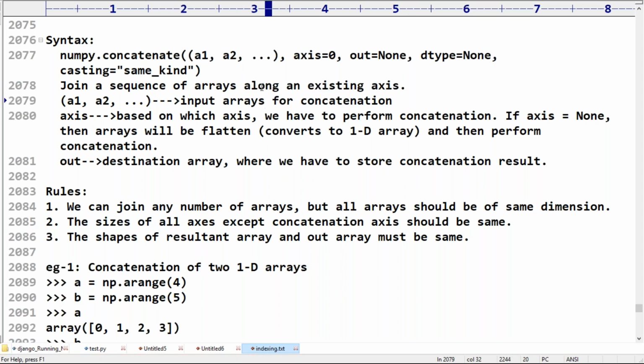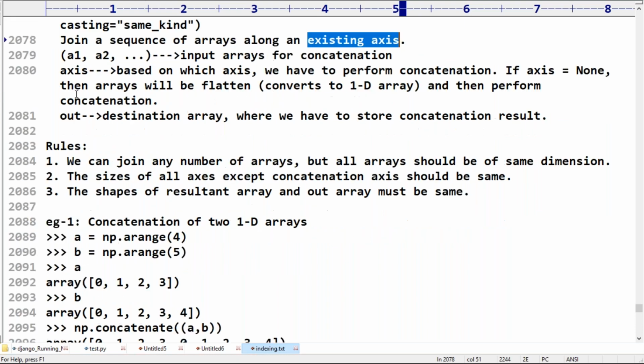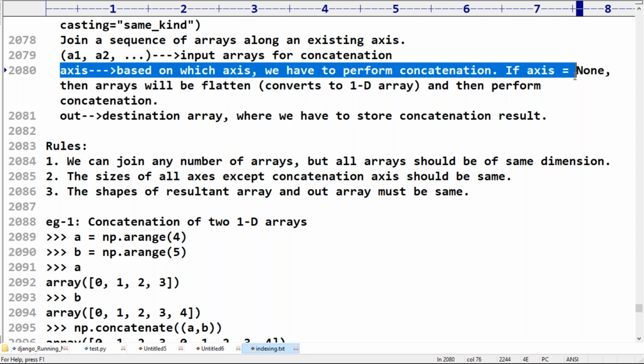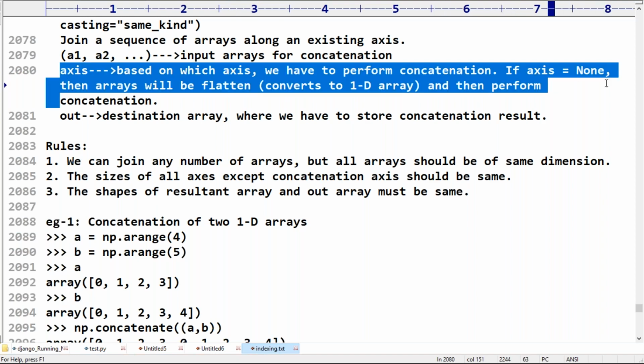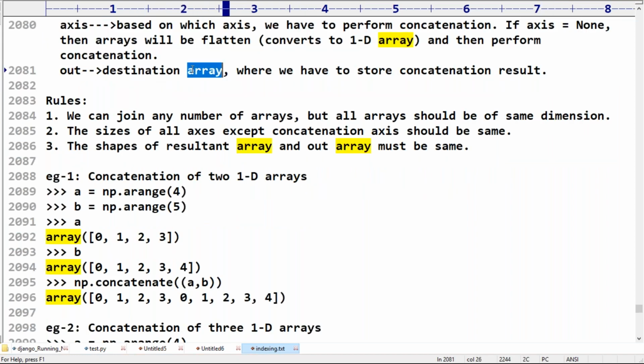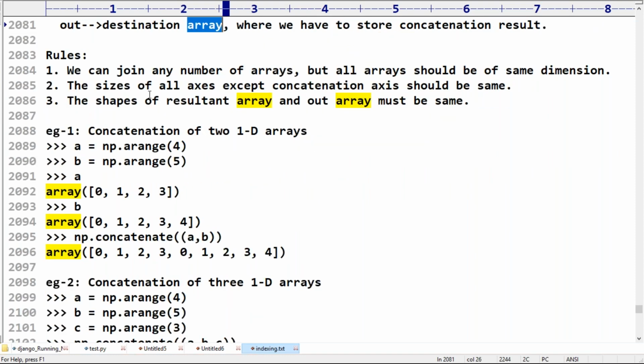Sir, this word is very important, right? So everyone, can you please observe that? Along an existing axis. So the axis should already exist in our arrays. That's what you people should be aware of. Now just observe axis: based on which axis we have to perform concatenation. If axis is None, then arrays will be flattened and then concatenation is performed. You know already, right? The out is the destination array where we store the concatenation result.